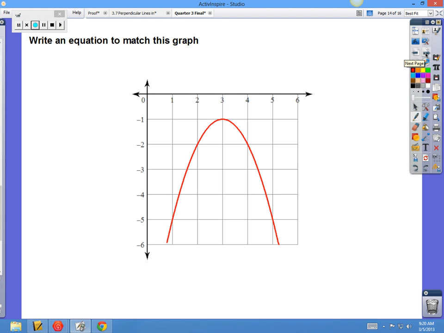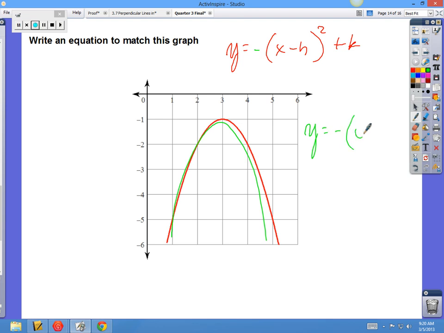Okay, this graph is going to be vertex form, so it's going to be y equals x minus h squared plus k. Now, I know this, since it's upside down, I know there has to be a negative in front of here. So, y equals a negative, x, here is the point that you're interested in, the vertex. You went right 3, and then you went down 1. So, it's going to be negative, x minus 3, plus 1.